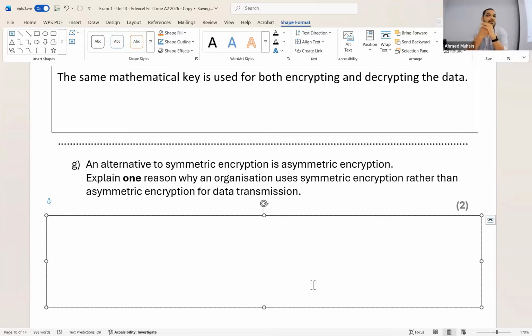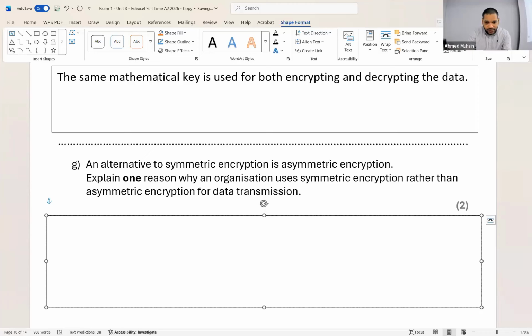Which one requires more processing power? Asymmetric. Or you can write it like this: symmetric requires less processing power than asymmetric because the same key is used to encrypt and decrypt data. Okay, anything else? Which one is more complex to set up? Asymmetric. So we have to write in terms of symmetric. Symmetric is a lot simpler to set up because both the sender and receiver will use the same key to encrypt and decrypt data. Okay, everybody, which answer shall we go with? We'll talk about speed.